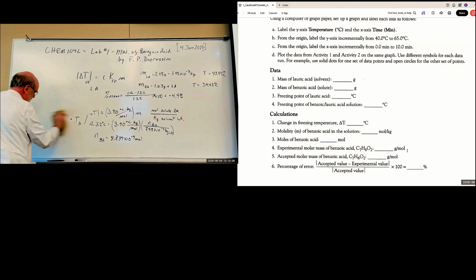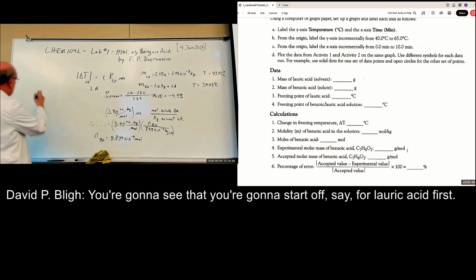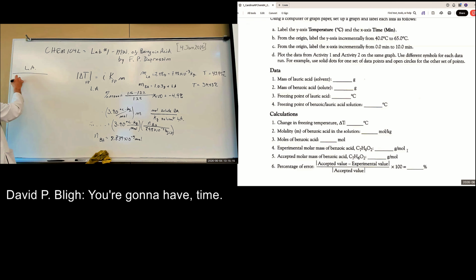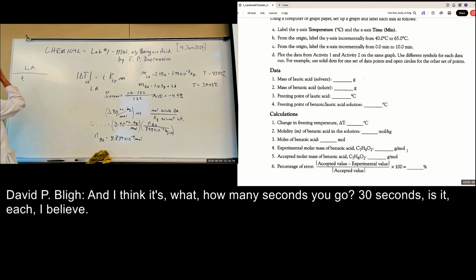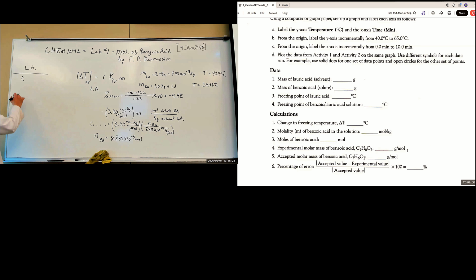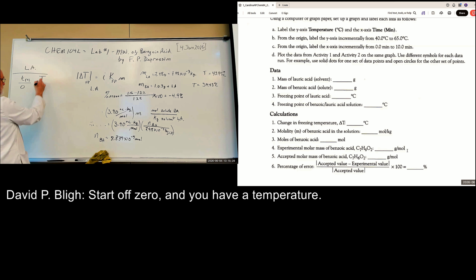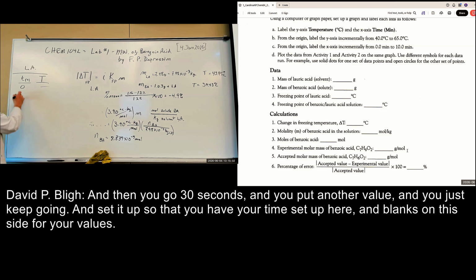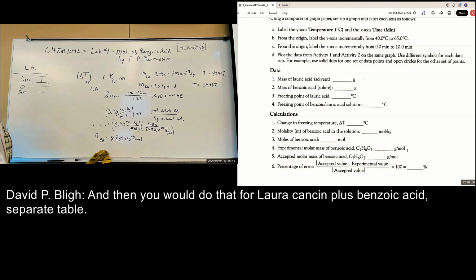If you look at your method, you're going to see that you're going to start off, say, for lauric acid first. You're going to have time. And I think it's how many seconds you go? 30 seconds each, I believe. So start off at 0, and you have temperature, and you put a value. And then you go 30 seconds, and you put another value. And you just keep going. Set it up so that you have your time here and blanks on this side for your values. Okay. And then you would do that for lauric acid plus benzoic acid, in a separate table.